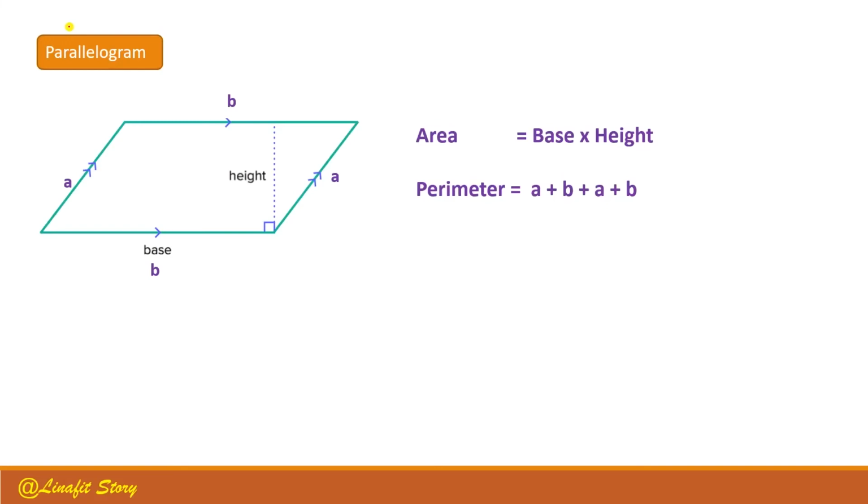Now we will learn how to find the area and perimeter of a parallelogram. A parallelogram is a special type of quadrilateral that has equal and parallel opposite sides. So in a parallelogram, there are 2 pairs of parallel sides. So this is B, and then here is A. The area of a parallelogram is given by base times height. The perimeter of a parallelogram is the sum of its 4 sides. So the perimeter is A plus B plus A plus B.